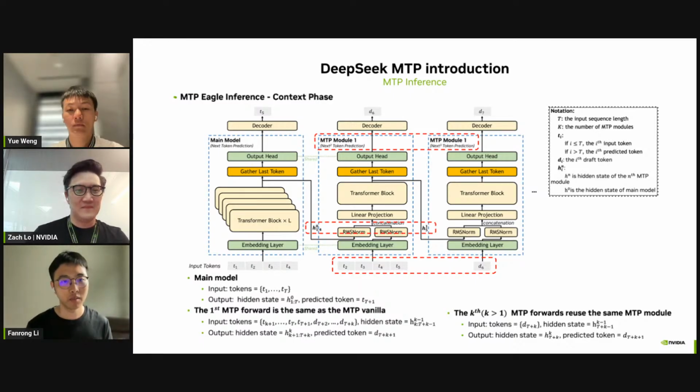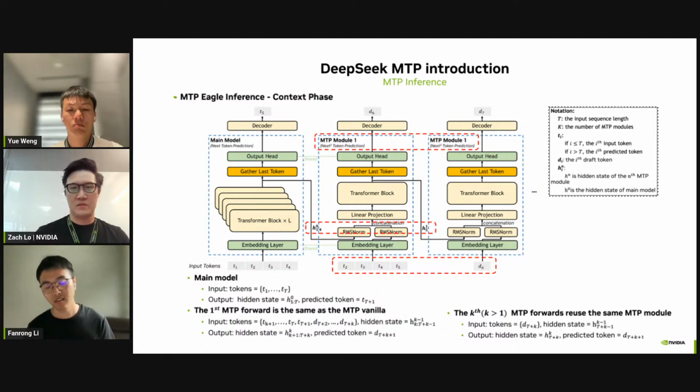Okay, so the MTP Eagle here is different from MTP vanilla. The difference is mainly in the black box; here I highlighted the black box. In the context phase, the first MTP module forward is the same, but the subsequent MTP module forwards are different. For example, MTP vanilla will use MTP module 2 to predict the new draft token, but MTP Eagle will use the same module. All of them use MTP module 1 here.